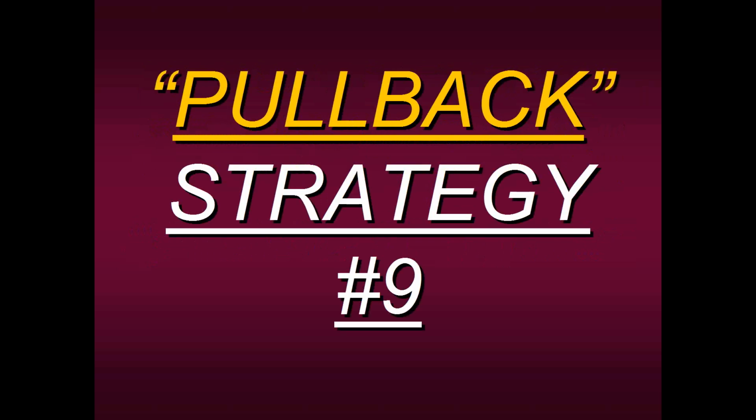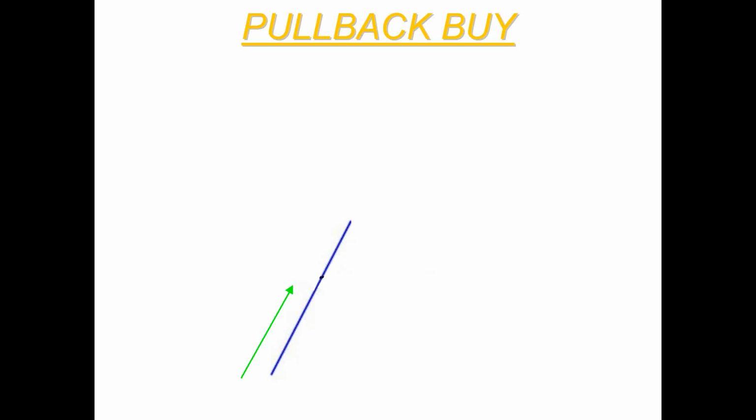So, what is this simple method designed to buy low and sell high? Well, it's pullback strategy number 9. The pullback allows us to buy low and sell high in an overall uptrend or downtrend. So let's talk a little bit about what a pullback is.